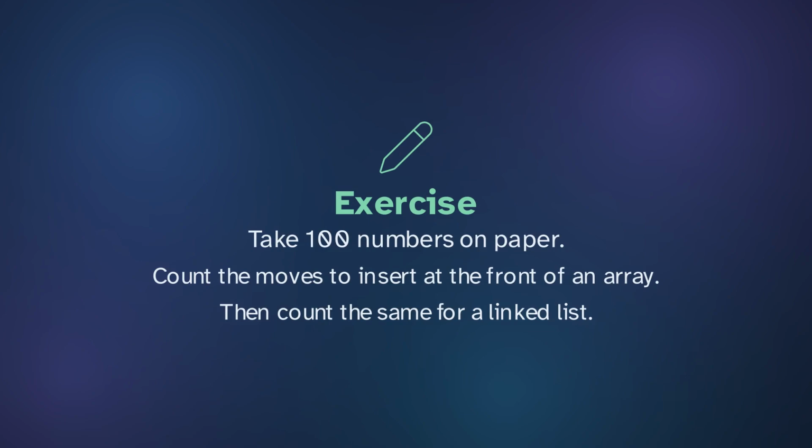Here is your exercise before the next lecture. Take a list of 100 numbers on paper. Count the moves needed to insert a value at the front of an array. Then count the moves needed to do the same in a linked list. Write both answers down, that is big O reasoning done by hand. In lecture 2, we build the stack and the queue.